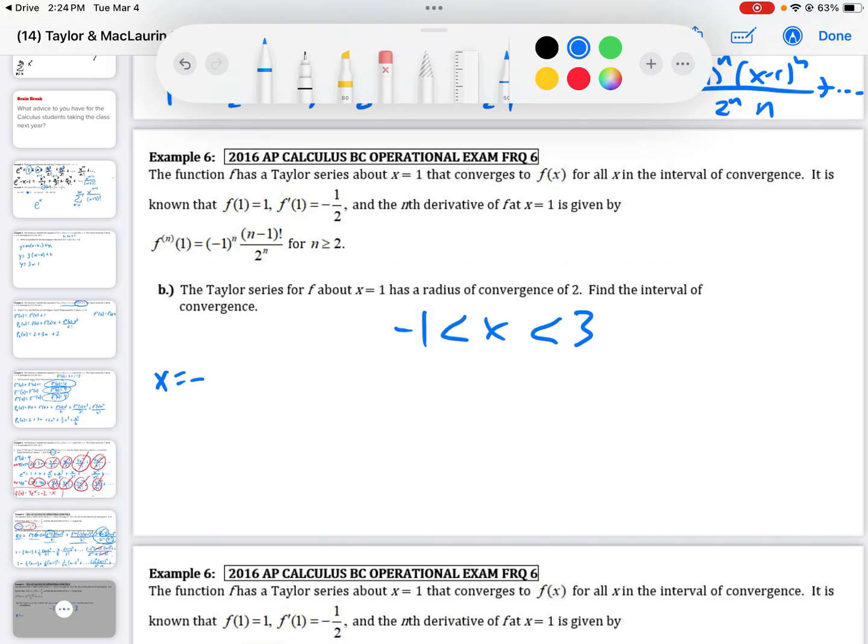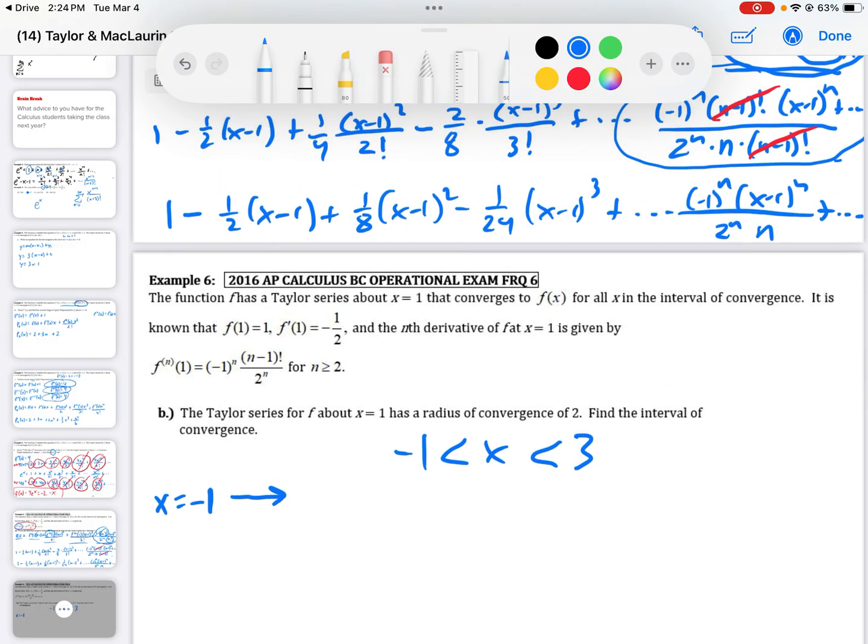okay, it's not working. Let me go back up here. Okay, plug in negative 1, I get 1. Negative 1 minus 1 is negative 2. Negative 2 times a half is plus 1. And then plug in negative 1 here, I'll get plus a half. Plug in negative 1 here, I get plus 2/3 plus dot, dot, dot.